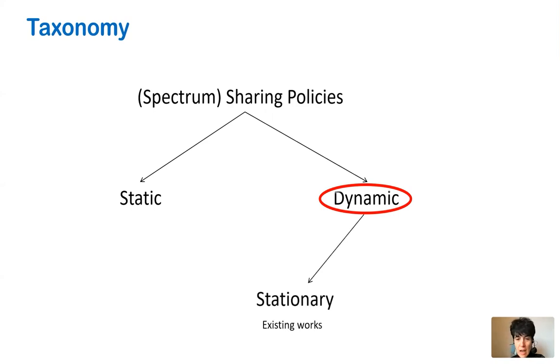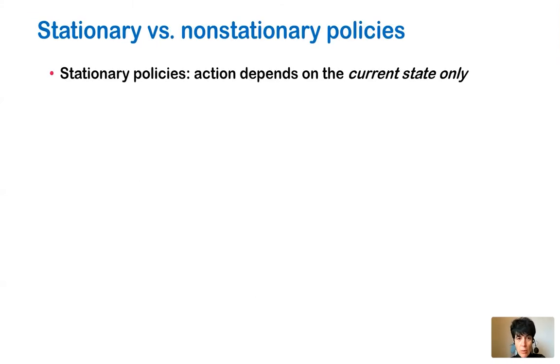However, most of the existing works at the time and even today are using stationary solutions, such as Markov decision processes, and use reinforcement learning. What we show here is that by moving to non-stationary approaches for dynamic spectrum sharing, we can achieve significant performance improvement. And this is work that I have done together with my former student, Yuanzhang Xiao.